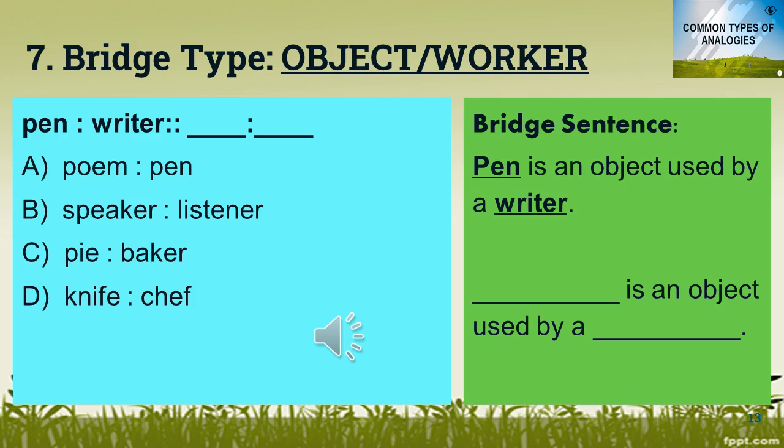Letter A, palm is an object used by a pen. Letter B, speaker is an object used by a listener. Letter C, pie is an object used by a baker. Letter D, knife is an object used by a chef. The correct answer is letter D. So pen is to writer as knife is to chef.